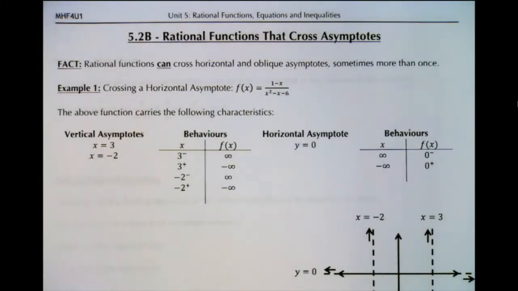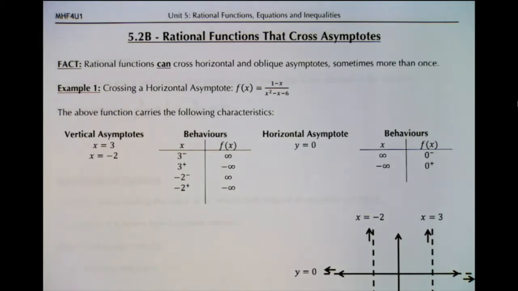Okay, this is lesson 5.2b. You should be watching this after lesson 5.3. It's mislabeled as 5.2b. It could fit with 5.2, but realistically, if you're watching it in sequence, it should come after 5.3. The idea behind this lesson is to discuss the idea that rational functions can cross asymptotes.